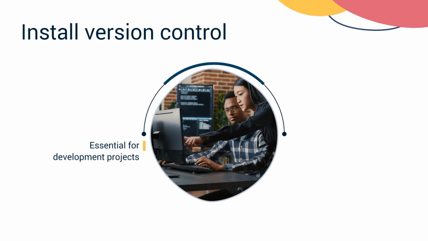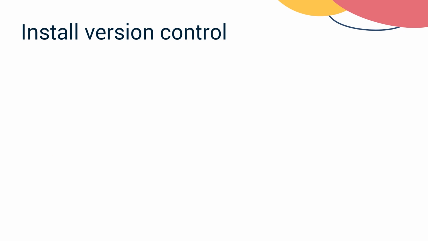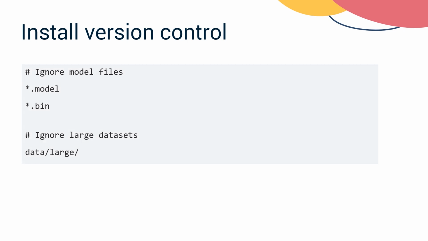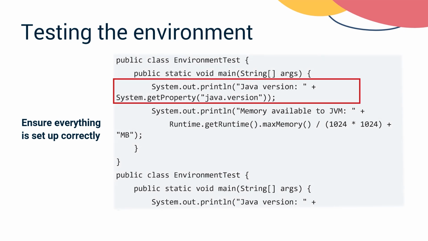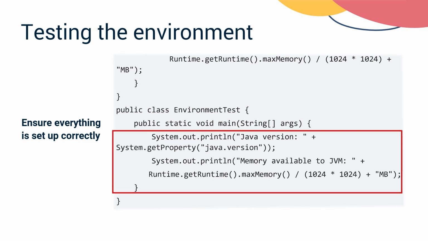Version control is essential for any development project. To track changes to your code, you need to install Git. You can create a .gitignore file that excludes large datasets and model files. Take a moment to view the code displayed on the screen. You can run a simple test to ensure everything is set up correctly. Take a moment to view the code displayed on the screen. This code prints your Java version and available memory, confirming the environment is ready for AI development.